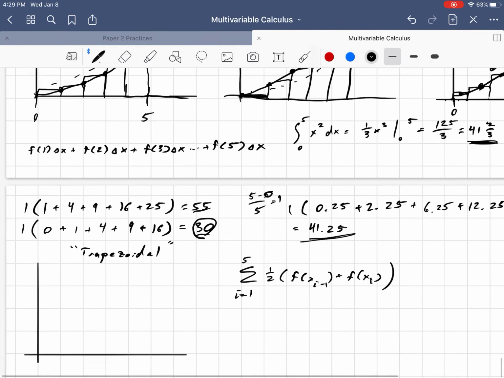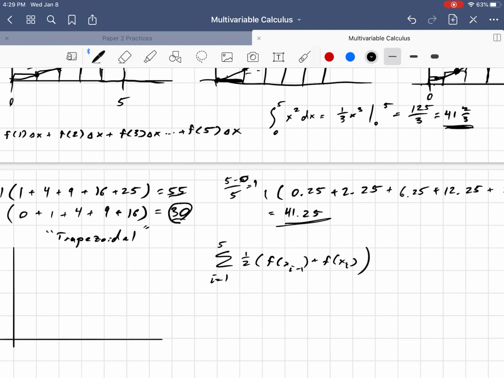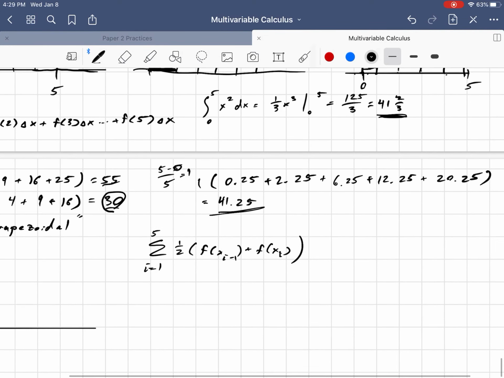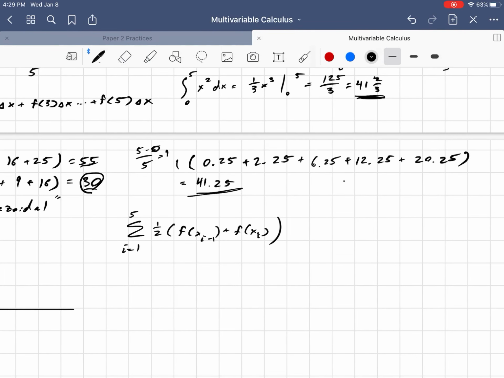So all we're doing, really, if you aren't comfortable with the actual geometry behind the trapezoidal rule and you get what I'm talking about with this right and left-hand approximation, all you need to do is take 30 plus 55 and divide it by 2. That's going to be 85 over 2, which is 42.5, and that's much better than the 30 and 55 that we had before.